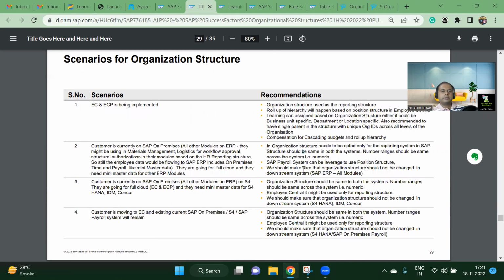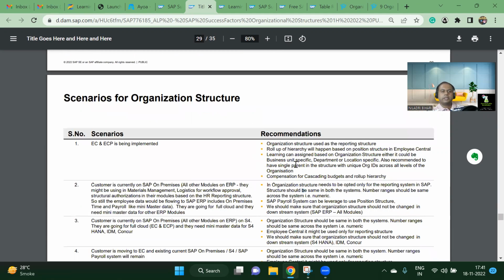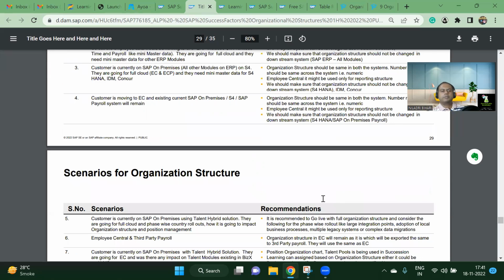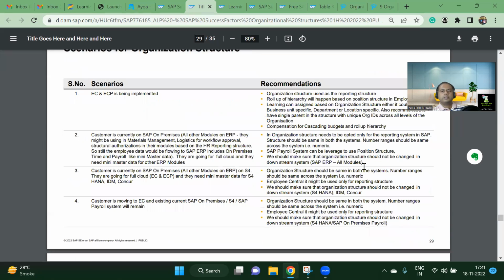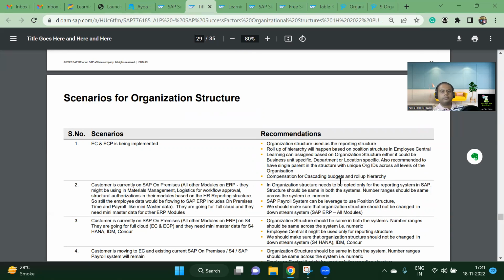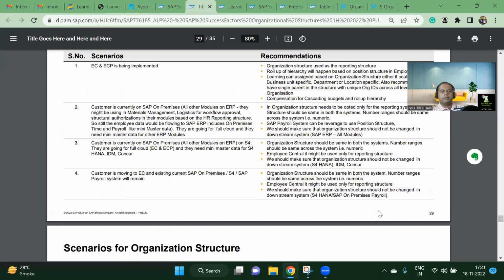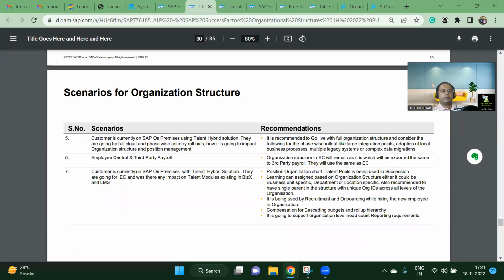Like let's say for EC and ECP, right? We'll be having recommendations like your roll-up hierarchy, learning about this, the different org structure we talked about, right? So there are different topics you'll be finding here. There are different recommendations and all. I'm not going to detail about it, but this is something which you have to understand.